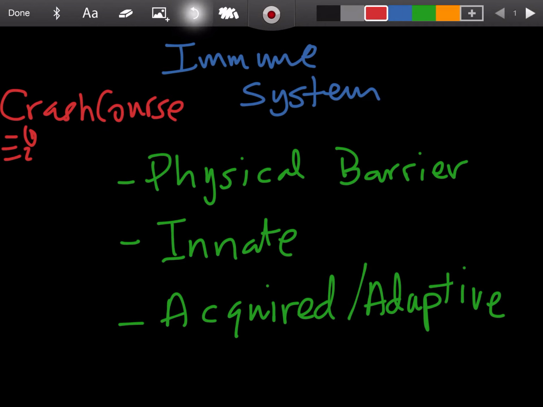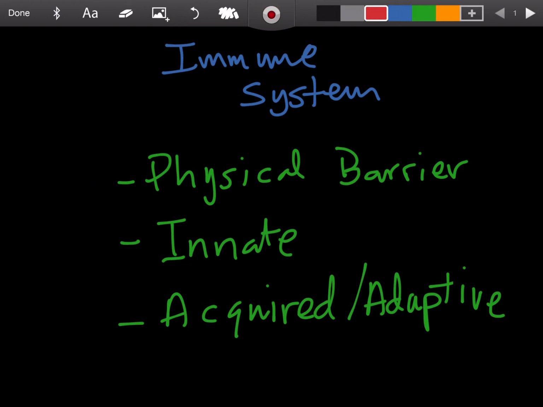All right. So let's talk about the 3 types of classifications, the rough classifications of types of immune system defenses. So we've got the physical barrier. This is stuff like your skin, mucous membranes. Mucus itself is used to block pathogens from coming in and also to expel pathogens from the body.